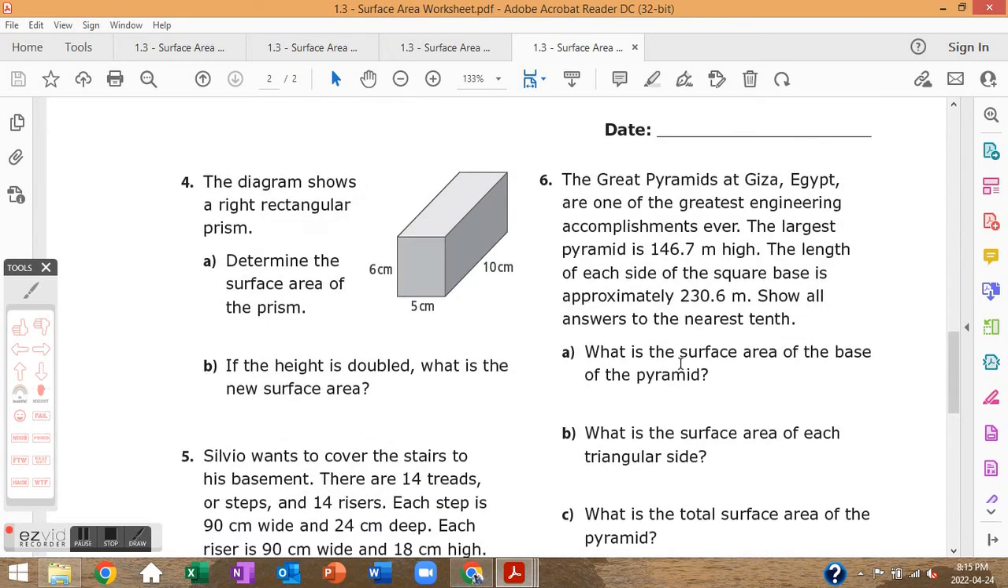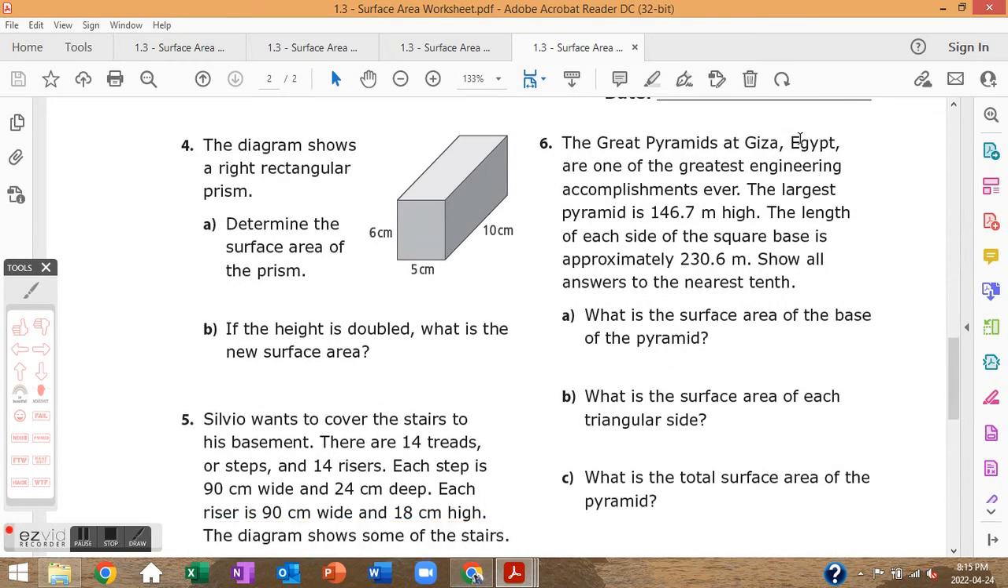All right. The Great Pyramids at Giza, Egypt are one of the greatest engineering accomplishments ever. The largest pyramid is 146.7 meters high. The length of each side of the square base is approximately 230.6 meters. Okay, show all your answers to the nearest tenth. So this first one is easy. It's a square base. What is the surface area of the base?